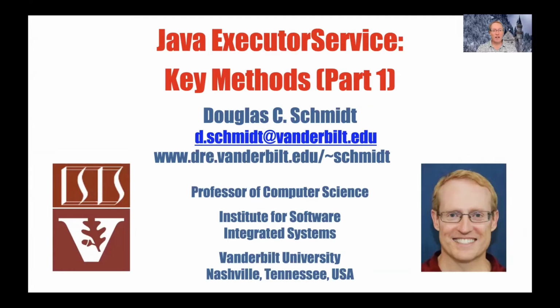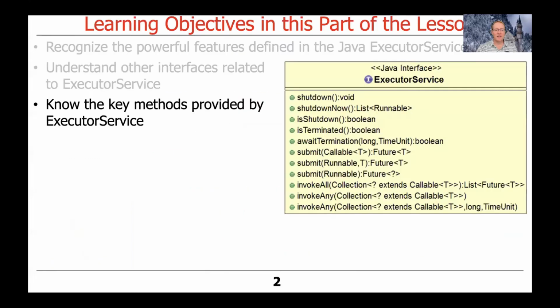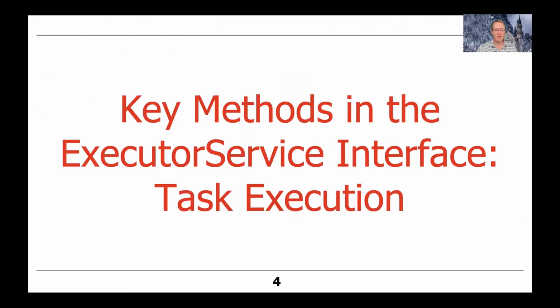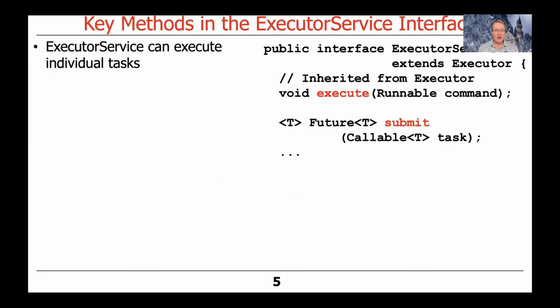So now let's go ahead and talk about some of the key methods that are defined in the Java ExecutorService interface. And you'll see that many of these methods are used to submit one or more tasks to be executed asynchronously in the underlying implementation of the executor service, which is typically some type of thread pool. There's a couple of methods that are very simple. In fact, one is just inherited directly from executor itself.